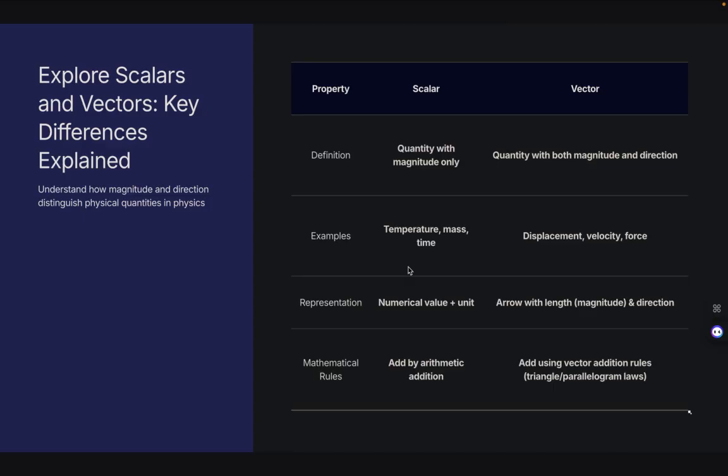A scalar property is represented by a numerical value and unit. Meanwhile, a vector is represented with an arrow, whose length shows the magnitude and whose direction shows where, for example, the force is going. Now for scalar properties, the mathematical rule is arithmetic addition. Meanwhile, vectors we add using vector addition rules, the triangle and parallelogram laws, and we'll get into that right next.